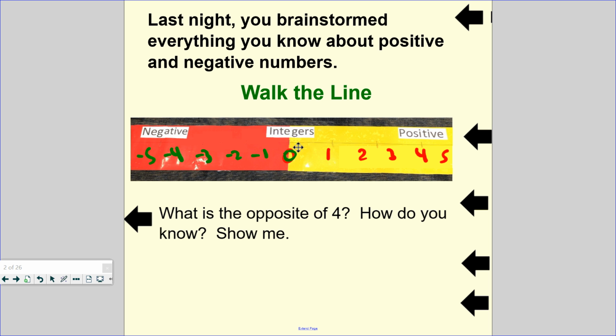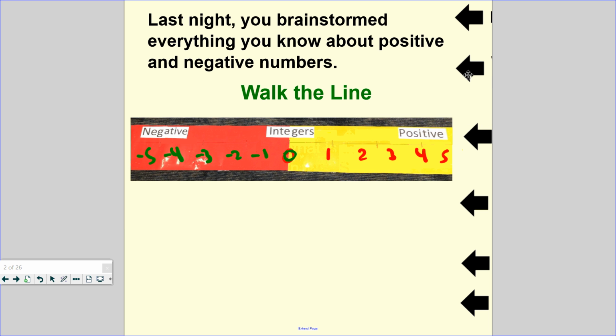Some people say, what's the opposite of positive? If you're positive all day, smiling, a negative person is frowning all day. So opposite of positive is negative, opposite of negative is positive. But let's do a mathematical definition. It is the number of units from 0 on the opposite side. So I see 4 is 4 units from 0. -4 also is 4 units from 0.